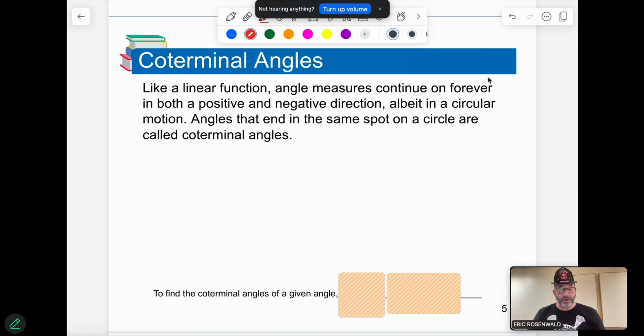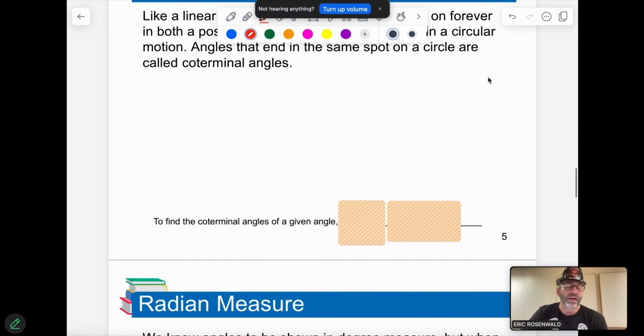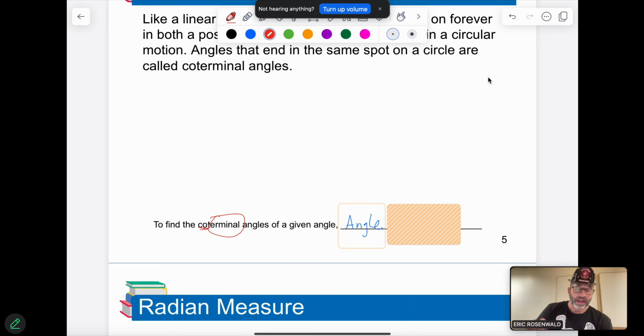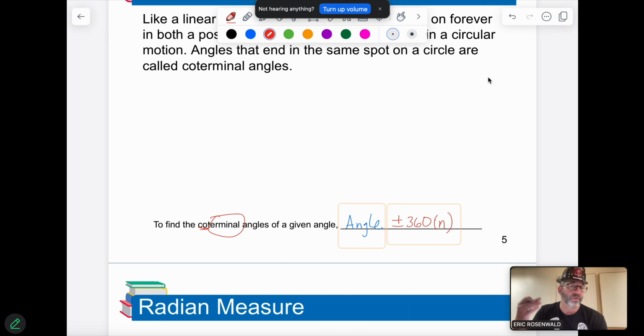So like linear functions, angle measures that continue forever in both directions, even though they're in the circular direction, are called coterminal angles. Now, if I want to find a coterminal angle, let's break down what this actually says. Co, together, terminal, movement, or together in the same location. We're talking about taking an angle, whatever the angle is, and adding or subtracting 360 degrees over and over and over. So for example, if I said, let's find a coterminal angle to 540 degrees, what angles would that get me to?